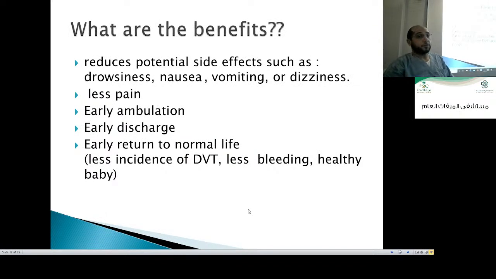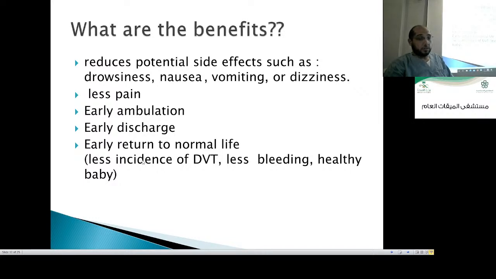So what are the benefits of regional anesthesia? Tell me why to choose regional anesthesia. Primarily, you will not have the complications that usually happen with general anesthesia, like drowsiness, nausea, vomiting, and dizziness. And if the regional anesthesia lasts after the surgery, you will have no pain. So you can move and ambulate early, and subsequently you can go home early and return to your normal life as soon as possible.